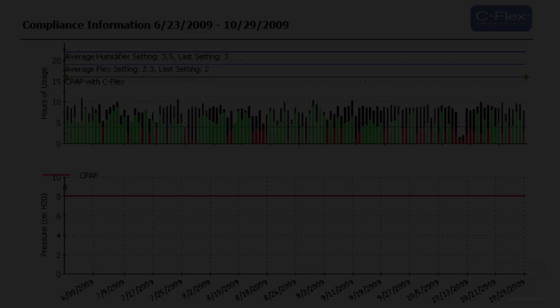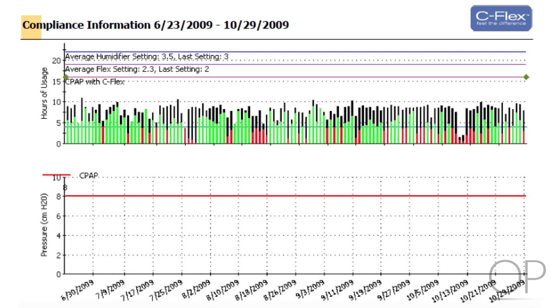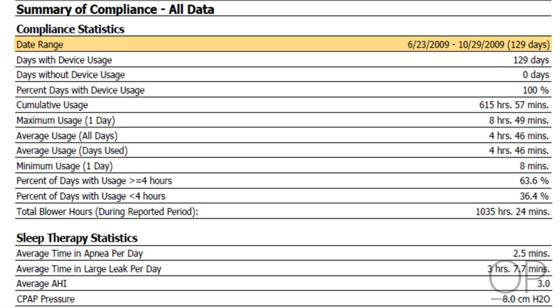So this is a compliance report. You can see that based on the particular date for this patient, each bar indicates that the patient was using CPAP and the duration of the usage. And it gives you a graph like that out of the range of days. For example, in this situation, days with device used was 129 days, and the days without the device was 0 days. Hence, the compliance was 100%.